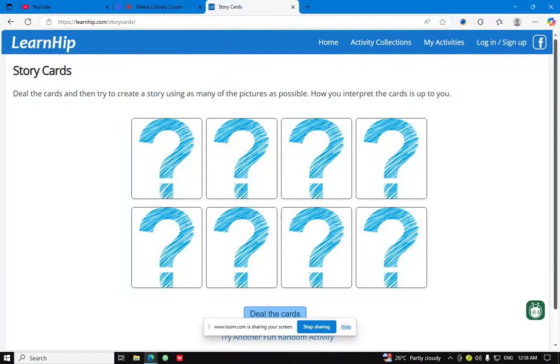So, as you can see, once you open the website, you would see the pictures are still in mystery. So, we have to click the deal the cards to see all the pictures. So, are you ready? Let's go.